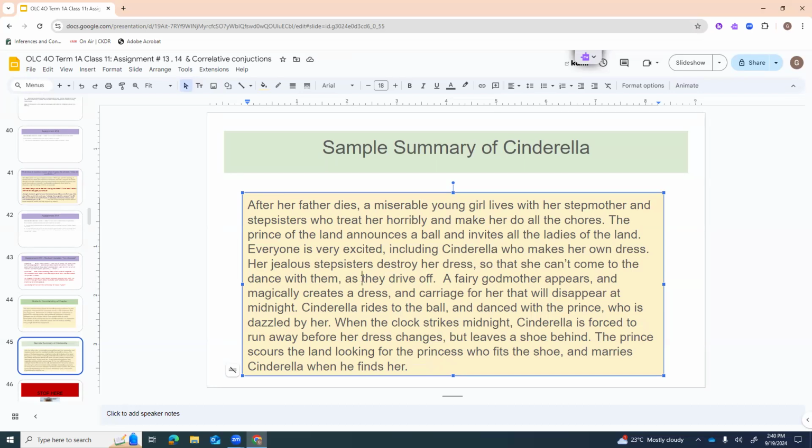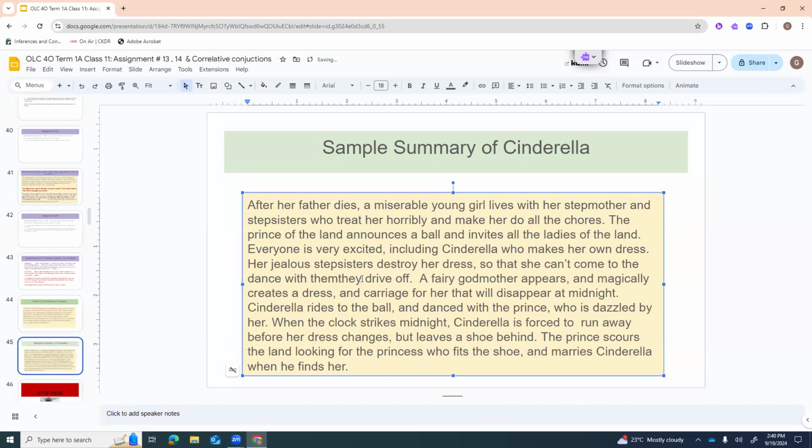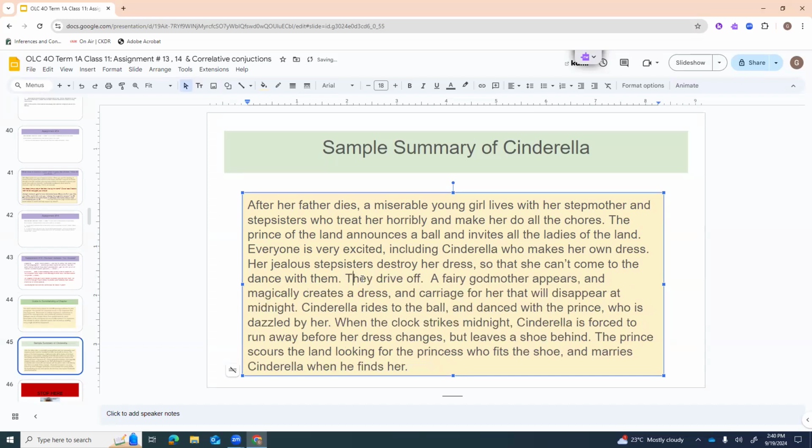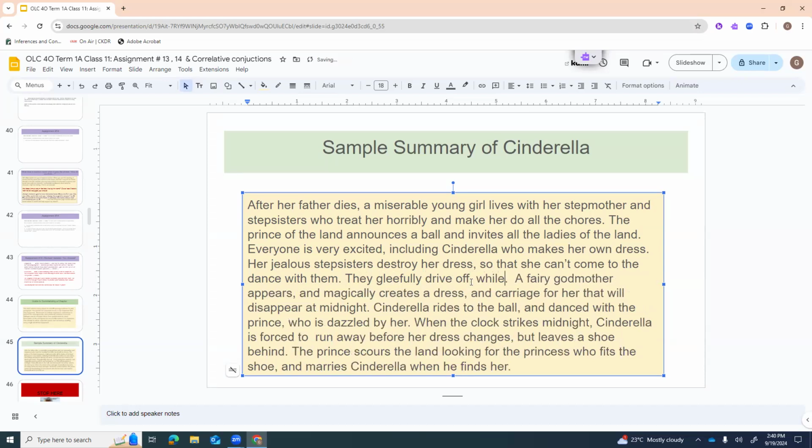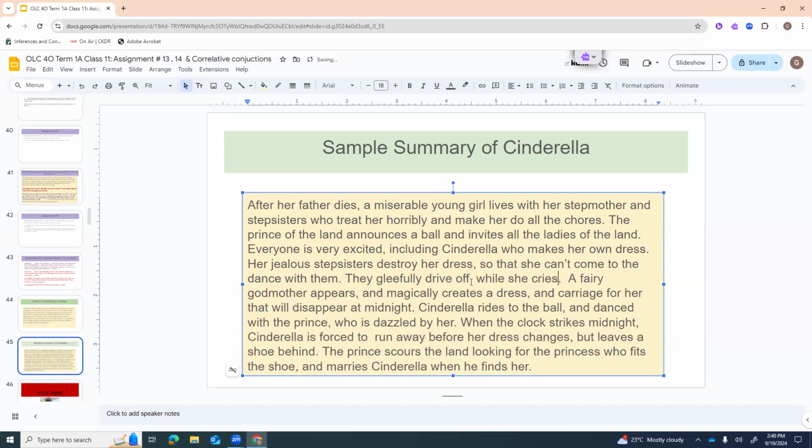I'm going to change this a little bit. They drive off. How about they gleefully drive off while she cries? Oh, poor Cinderella. So I'm also trying to role model here, right? I wrote this last night, I played with it, but it wasn't perfect. It can always be improved, right? So whenever people are saying, well, I wrote the rough draft and I can't make any improvements, I just don't believe you, because you can always make improvements.